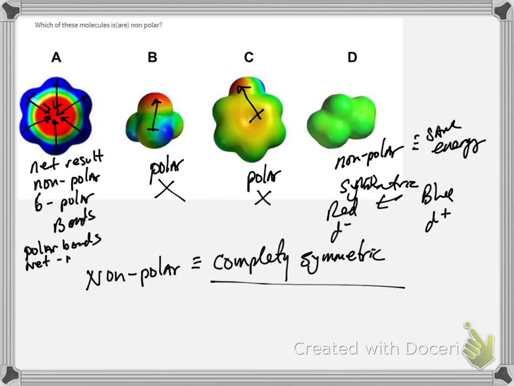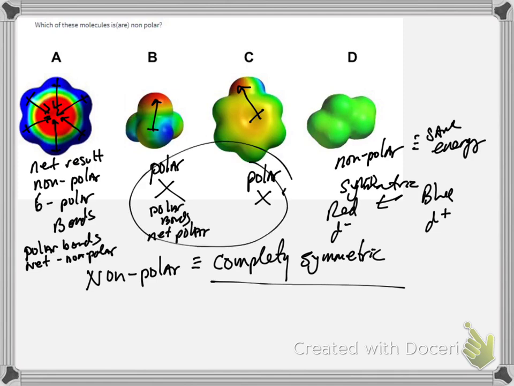net nonpolar, polar bonds, net polar, right? And that's true for both of these. And then in D, nonpolar with nonpolar bonds, right? Because of the total symmetry, lack of charge distribution.